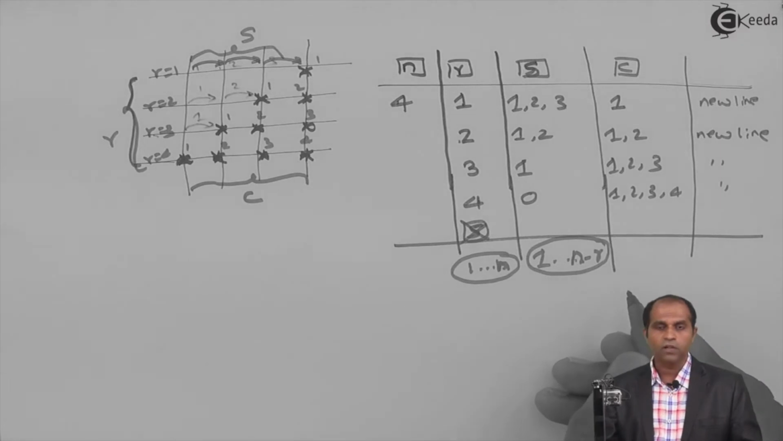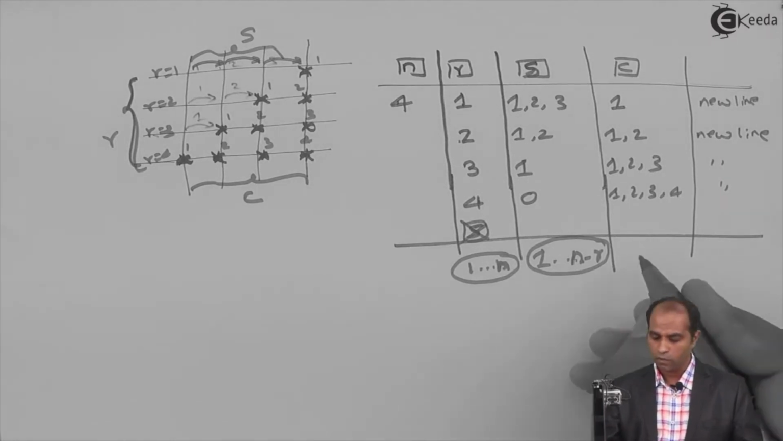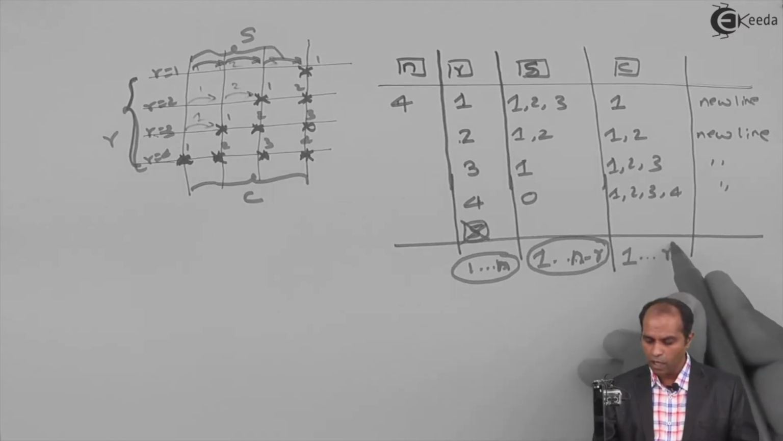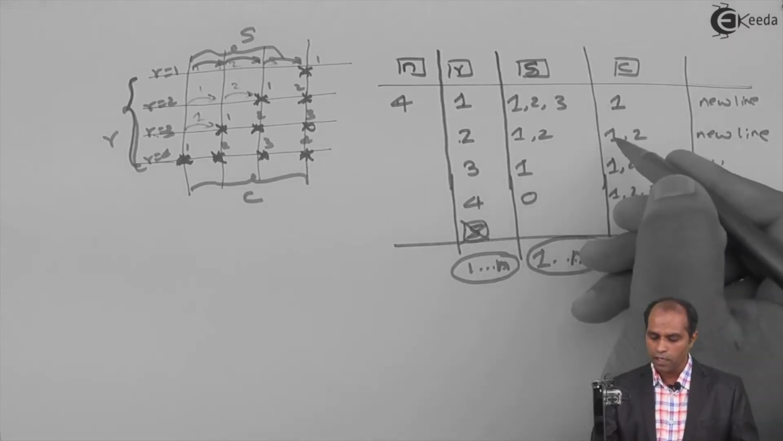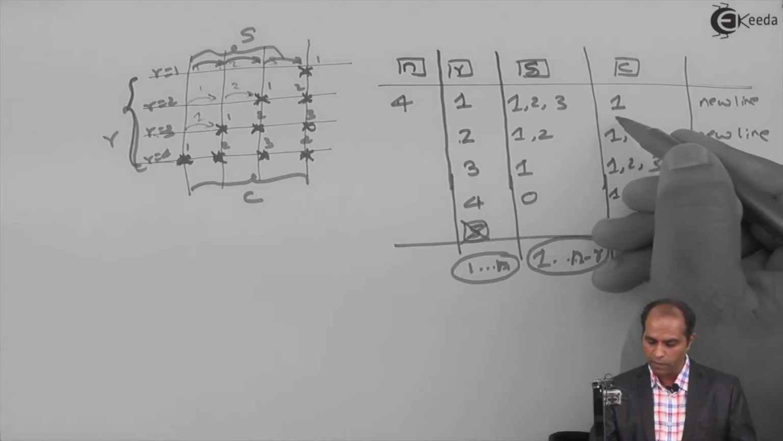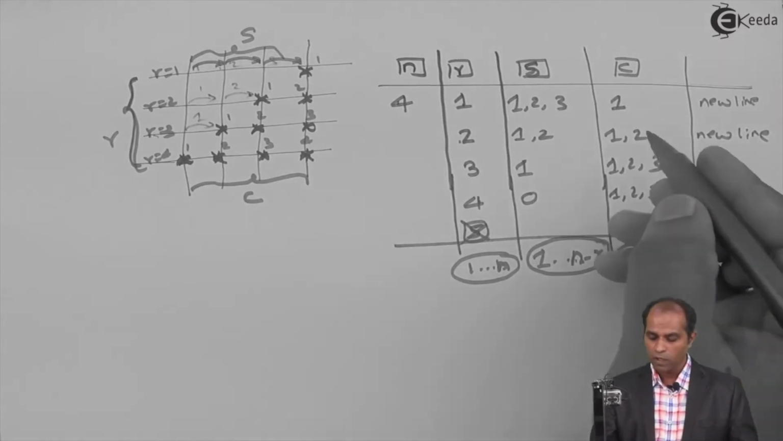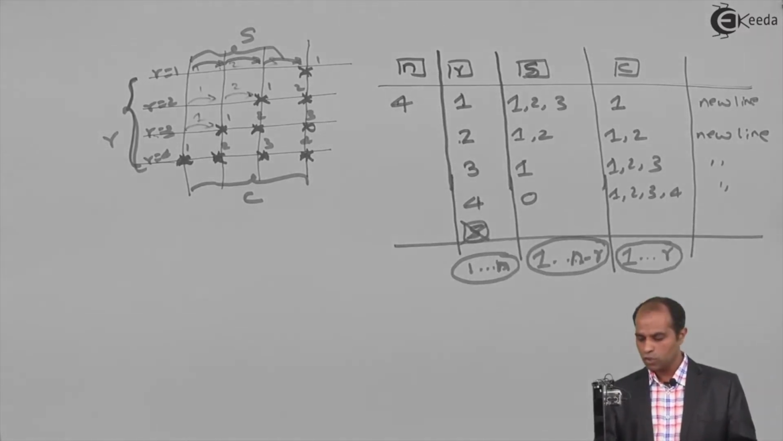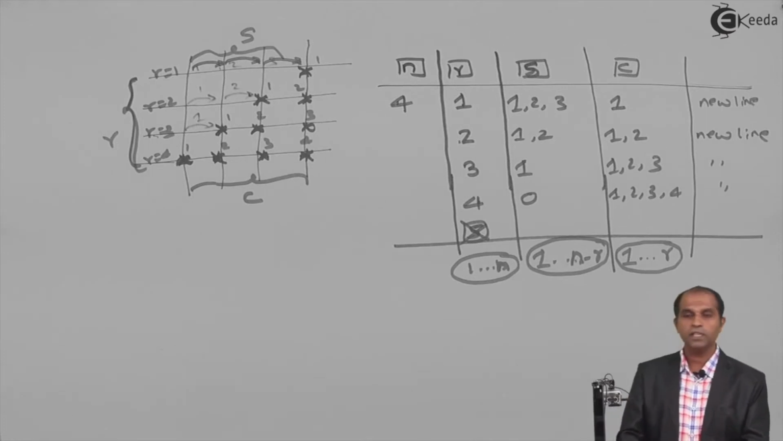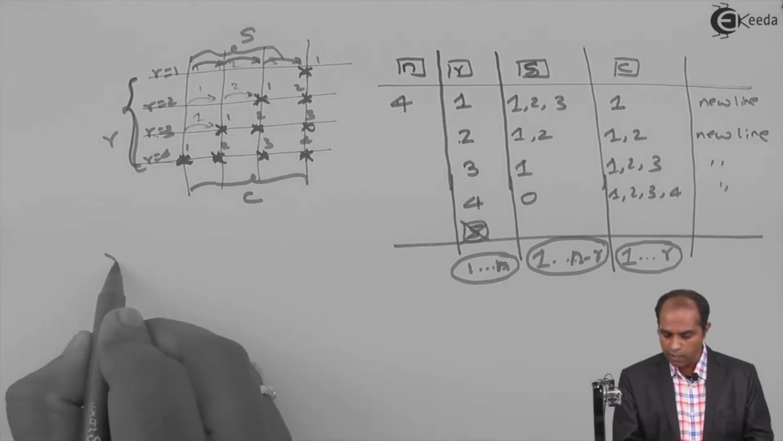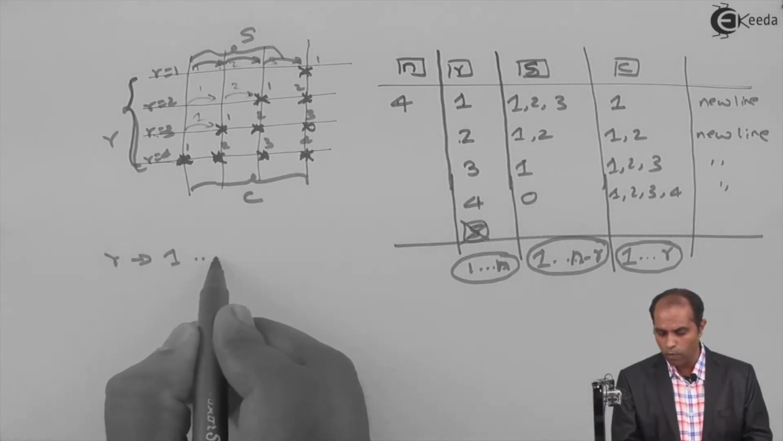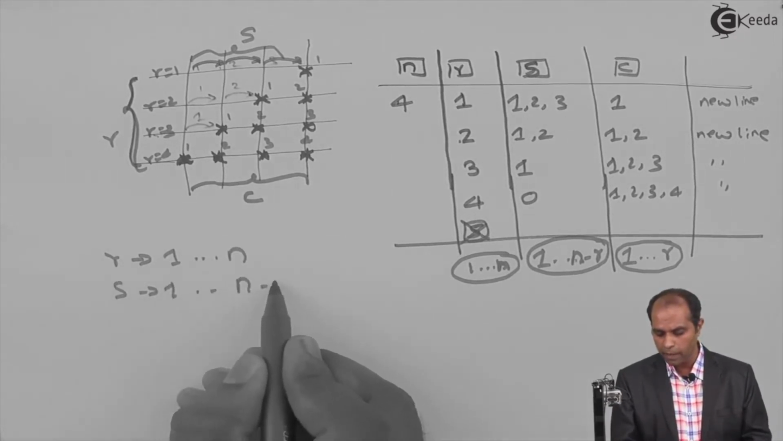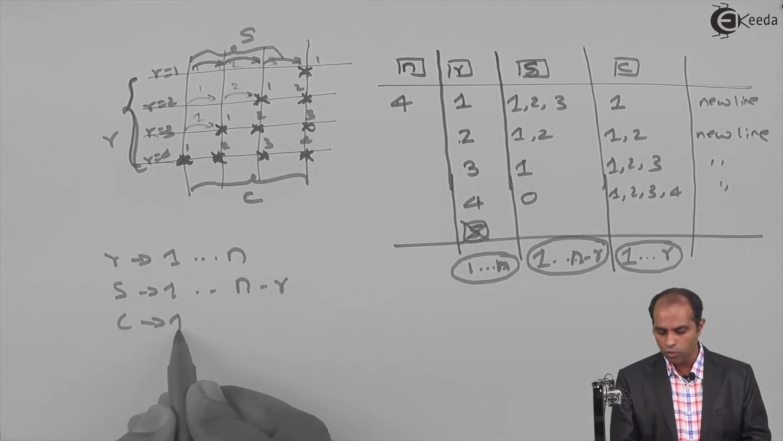So can you think of c? Yes, very easily. C starts with 1 and ends up at what? r. It will not change. If you observe this particular c, it is going to start with 1, and the final value of c is the same as the value of r. So the value of s is the one which is new. So I'll summarize this. r is going to go from 1 to n, s is going to go from 1 to n minus r, and c is going to go from 1 to r.